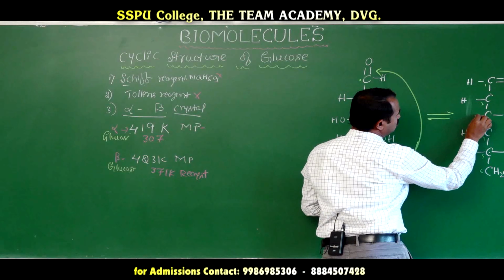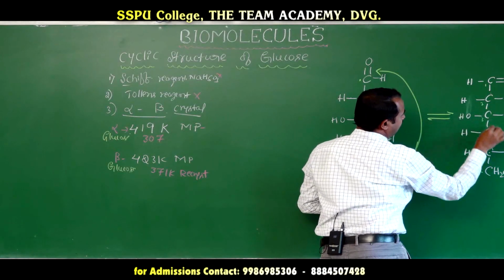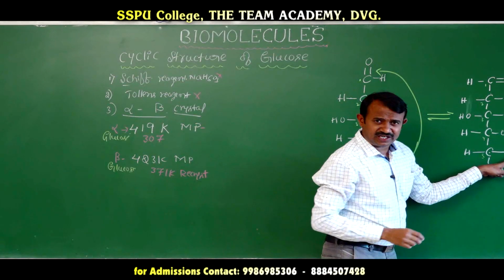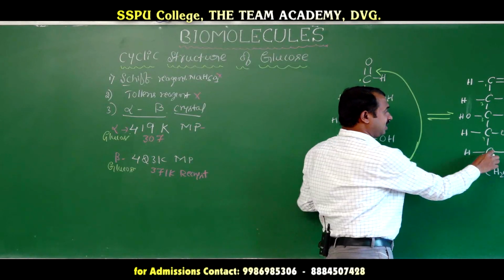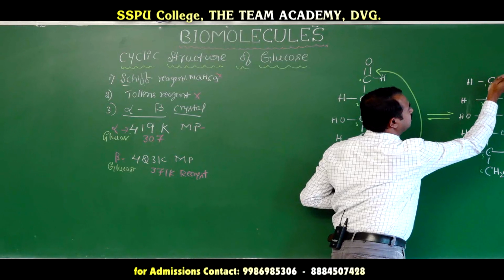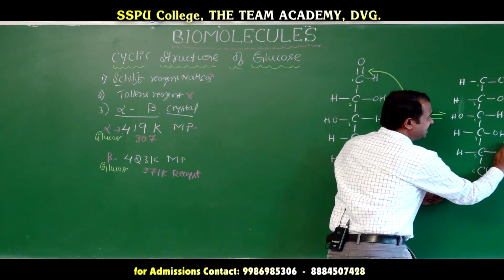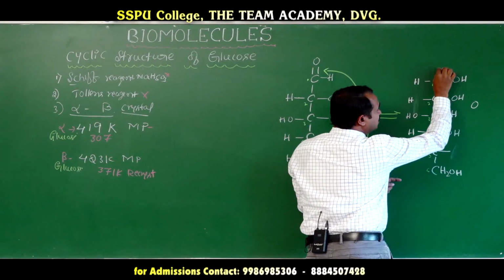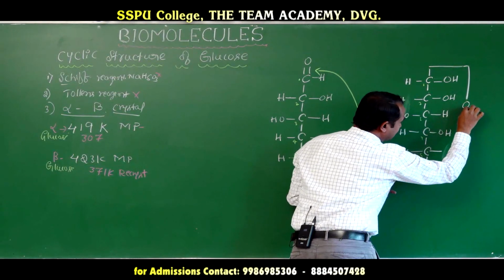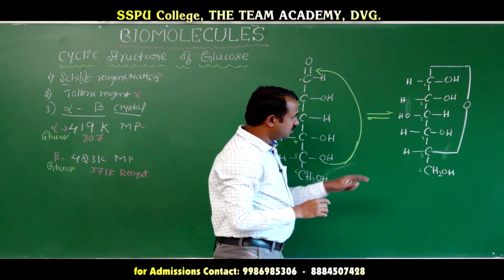Okay, here also you have to write the hydroxy group: hydroxy, hydroxy, hydroxy. When the proton is shifted here, the oxygen atom's double bond is converted to a single bond. This oxygen is linked here, forming the cyclic structure. This is the cyclic structure of glucose.